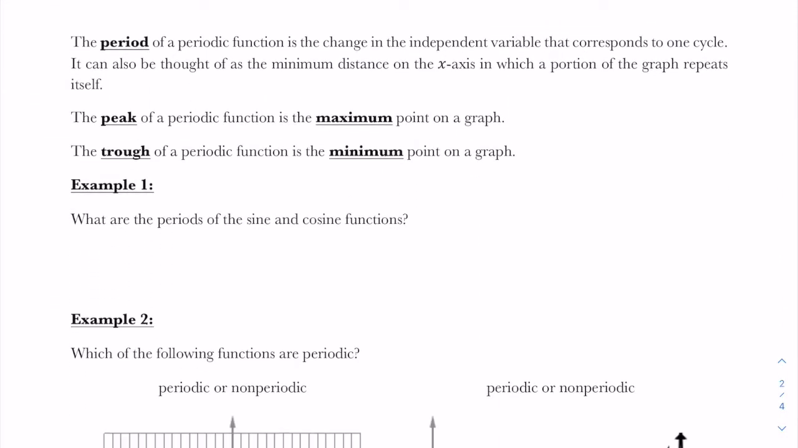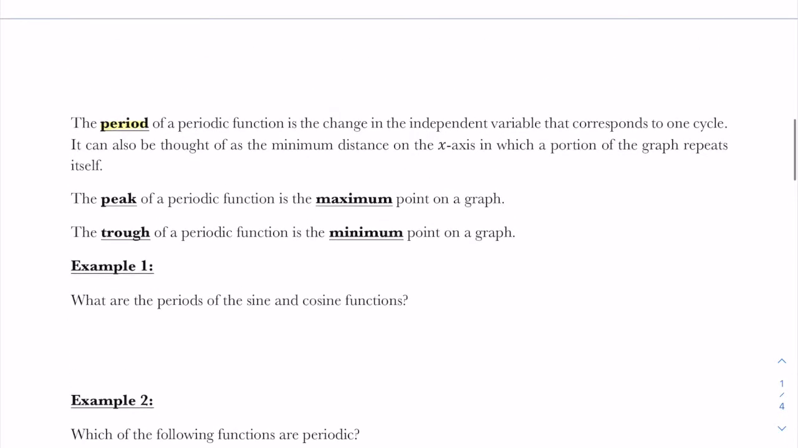And now some terminology. First, the period of a periodic function is defined to be the change in the independent variable that corresponds to one cycle. You can think of this as the minimum distance on the x-axis in which a portion of the graph repeats itself. Let's take a look at the sine function on the previous page and show you what the period looks like.